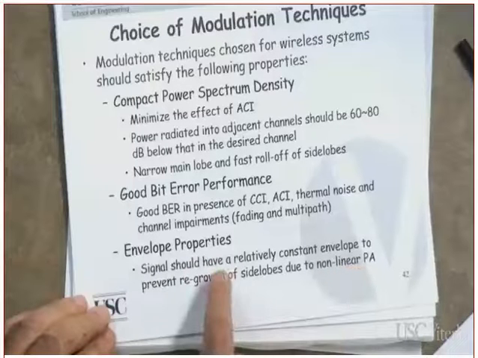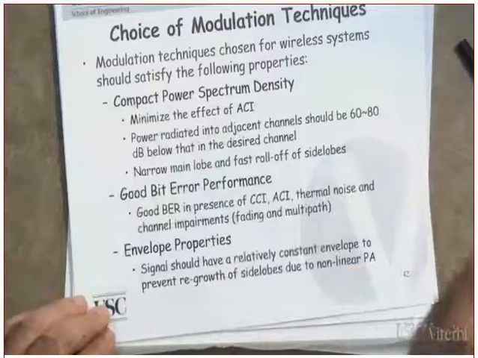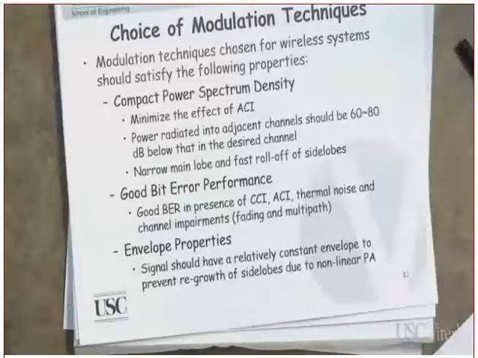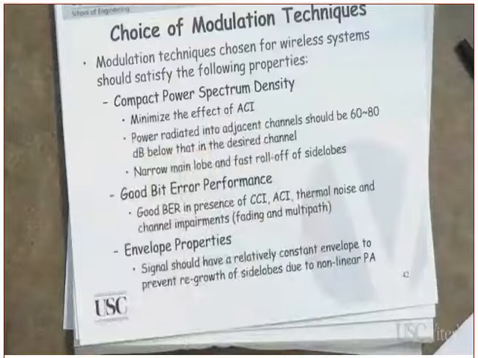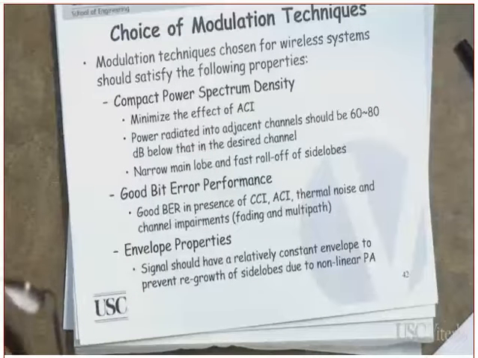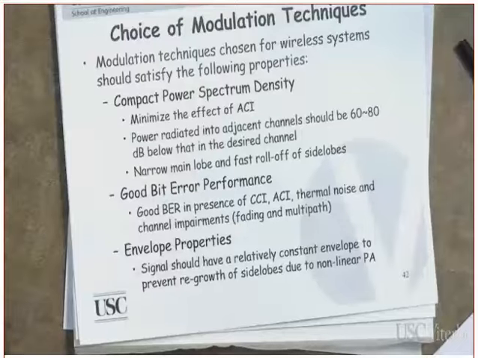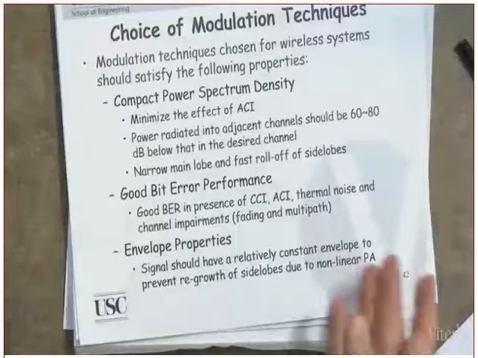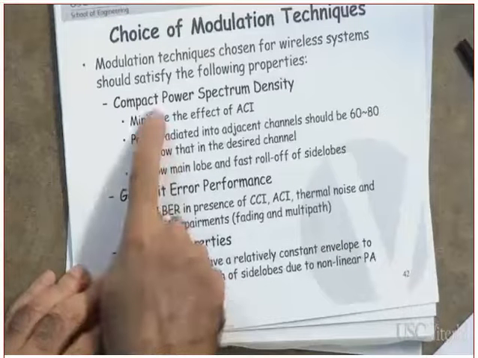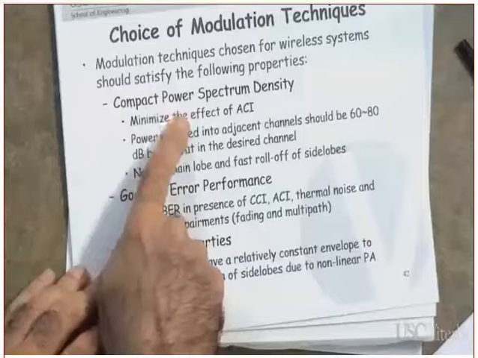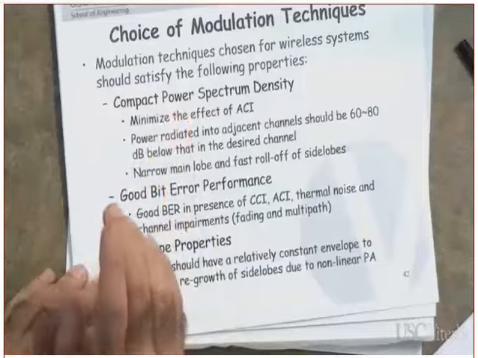Envelope properties, again, this is in the design of our power amplifier. If the signal has a relatively constant envelope, we can afford operating the power amplifier close to the knee, in the nonlinear region, to achieve highest efficiency. Power amplifier efficiency. Yes? But if the modulation technique is non-constant envelope, it will result in generation of spectral regrowth, which means this one will contradict with this requirement. Did you lose me?